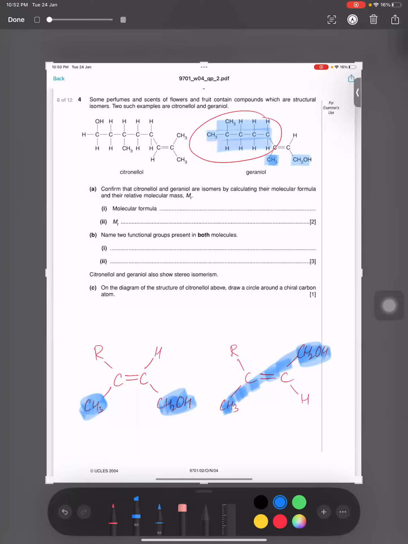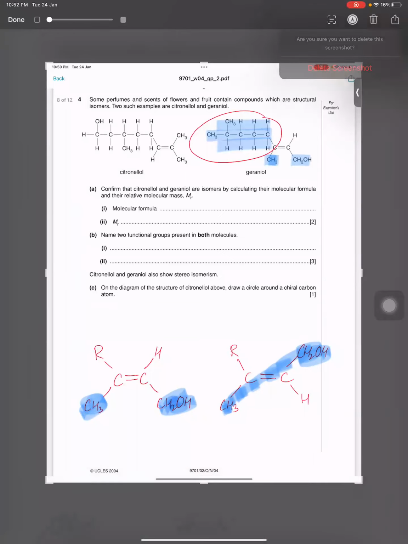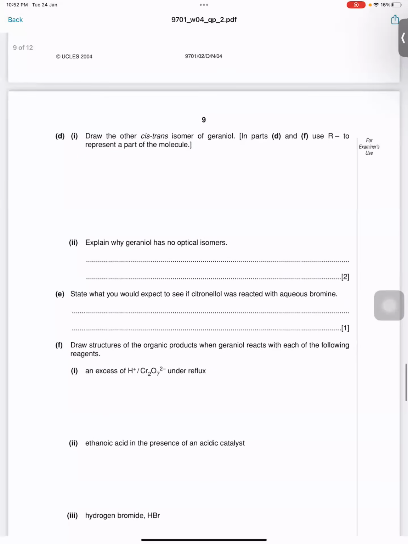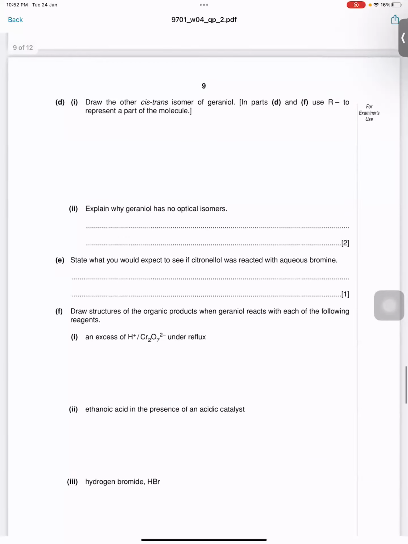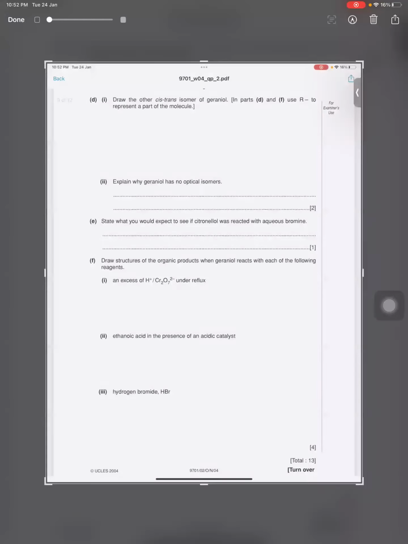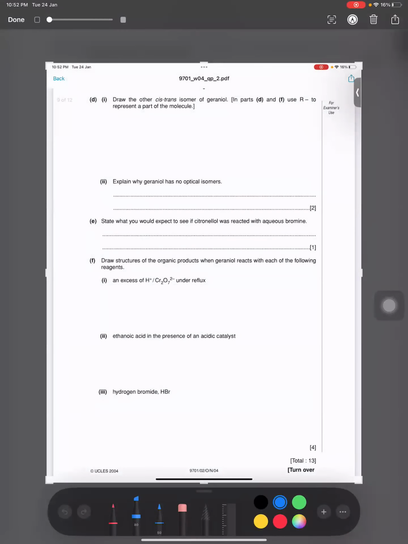Yes, sir. Okay, then the next part of this question is saying: explain why glycine has no optical isomers. That's quite simple. If any substance has no optical isomers, it means it has no chiral carbon. So you can simply say that it does not have a chiral carbon.